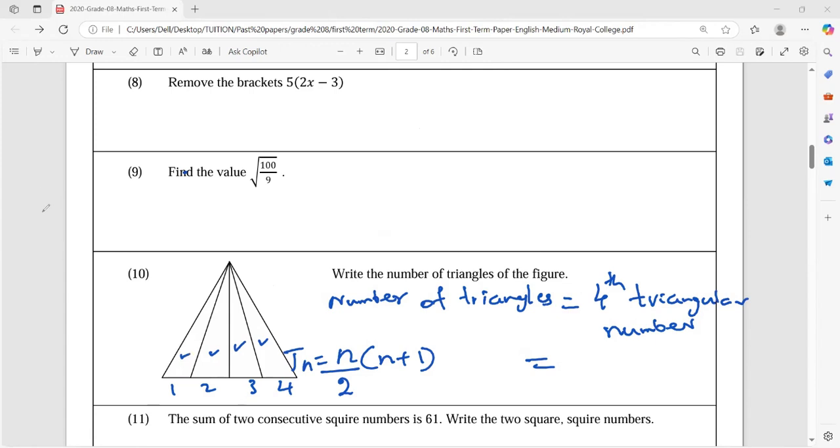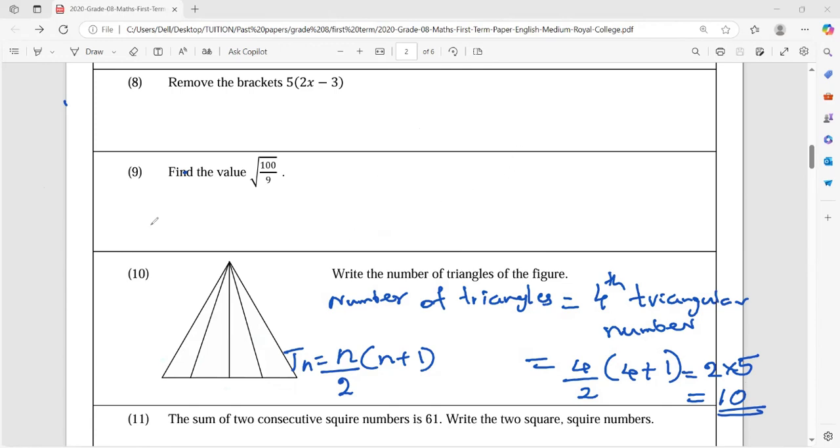Therefore, you have to take the 4th triangular number. Then you get T4. T4 is 4 divided by 2 into 4 plus 1, which is equal to 2 into 5, which is equal to 10. The number of total triangles in this figure is 10.